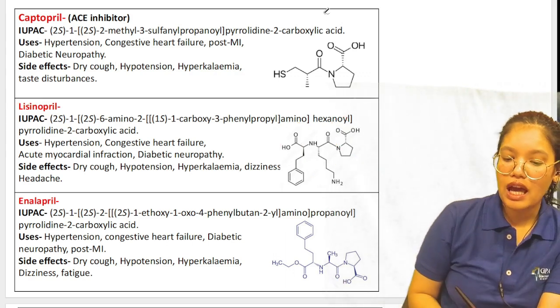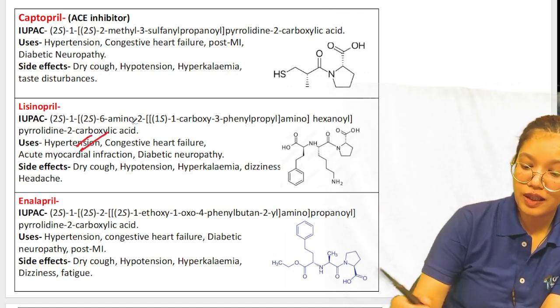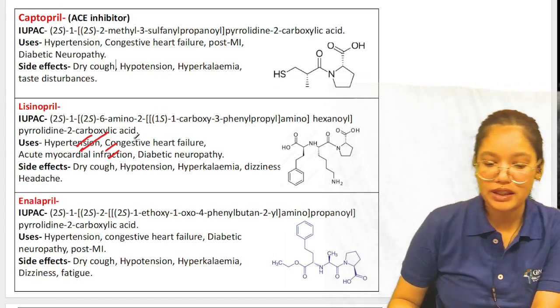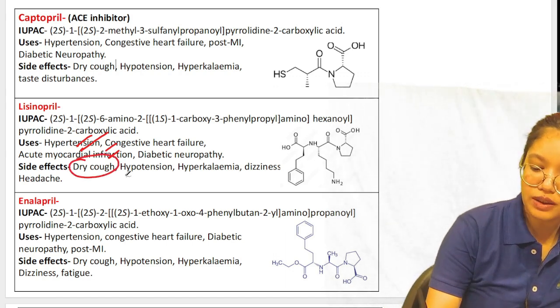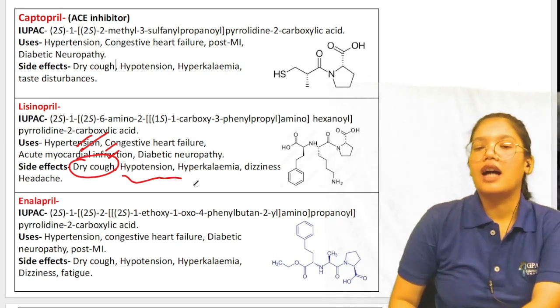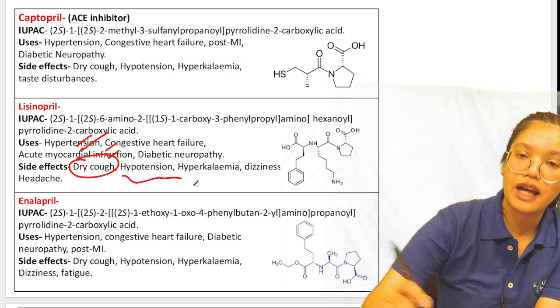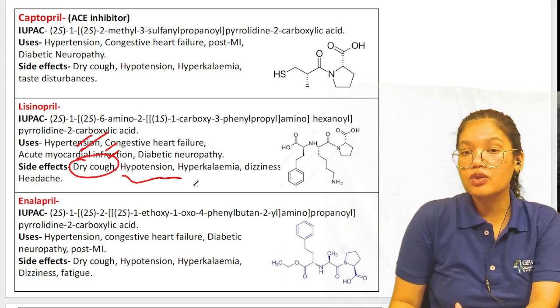Now uses we have, again it can be used in hypertension, congestive heart failure, acute myocardial infarction and diabetic neuropathy. Then the side effects: dry cough, that is the most common one, hypotension, hyperkalemia again, dizziness and headache, as wherever there is dilation, as it undergoes vasodilation, lisinopril causes vasodilation.